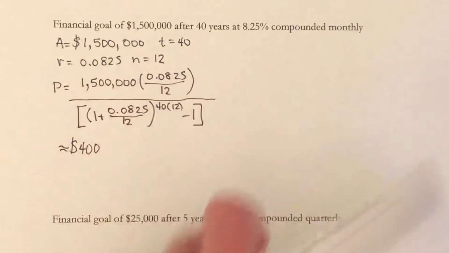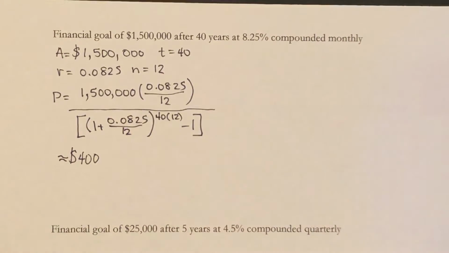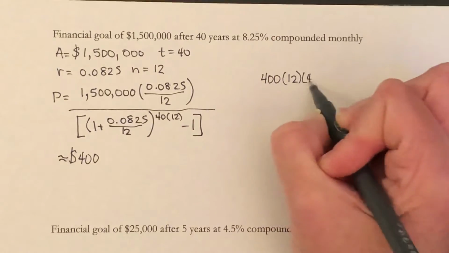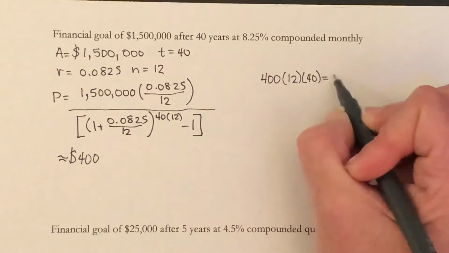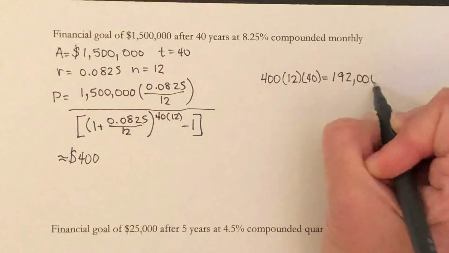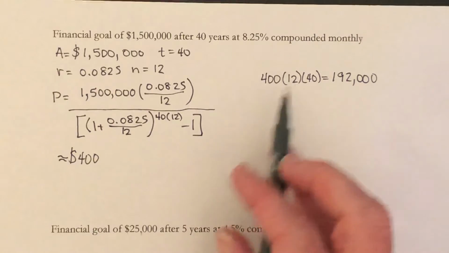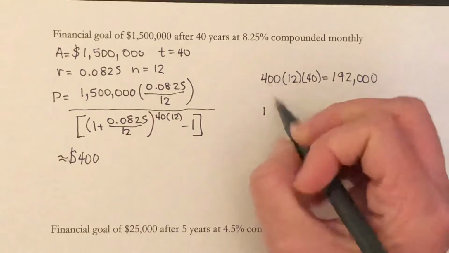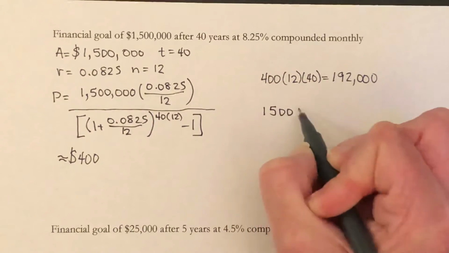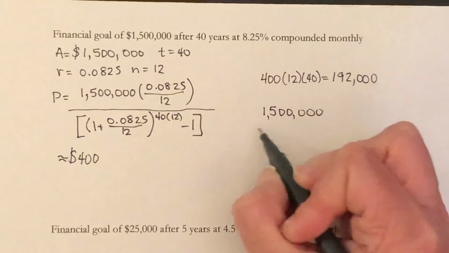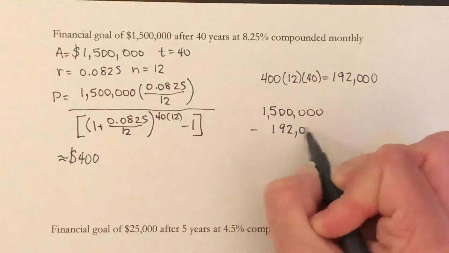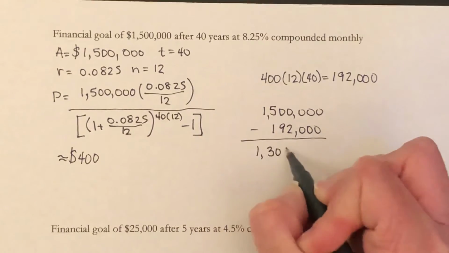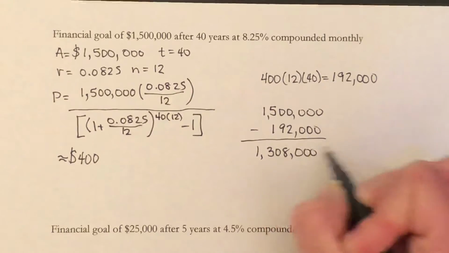So let's figure out how much of that was in interest. So $400 every month for 40 years is $192,000. So that's the total number of deposits, the total amount in deposits. So how much in interest? Well, we have $1.5 million and subtract off $192,000. And you get $1,308,000 in interest.